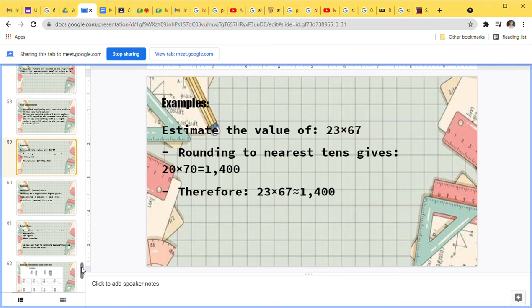But how we will write our answer is represented down there. We will write 23 times 67 approximately equals to 1,400. Remember that curly equal sign means approximately equals to, right?